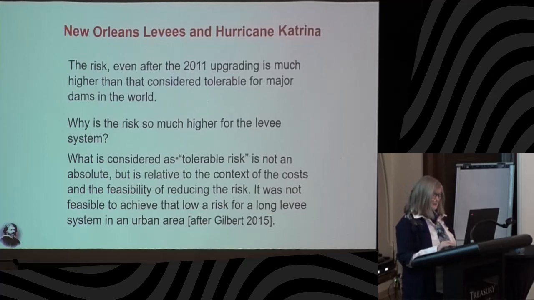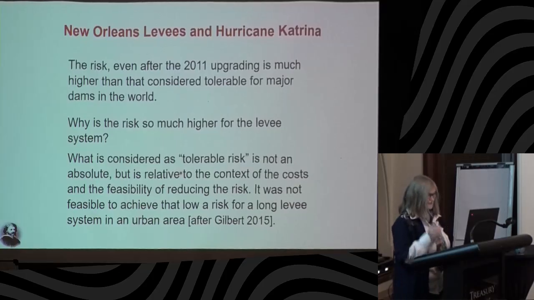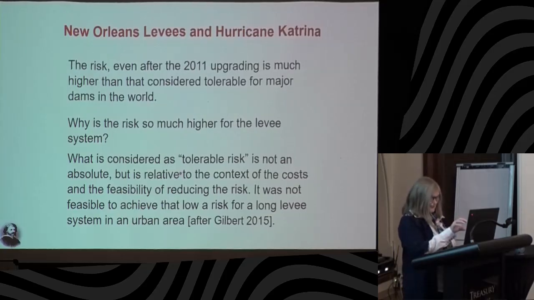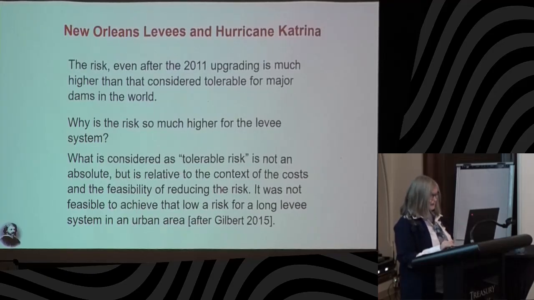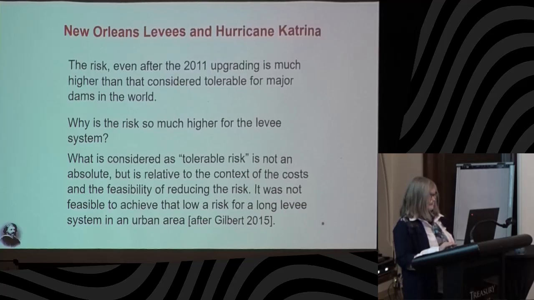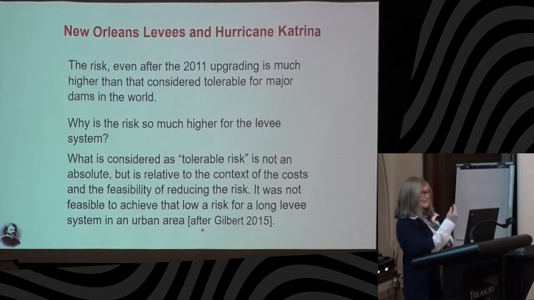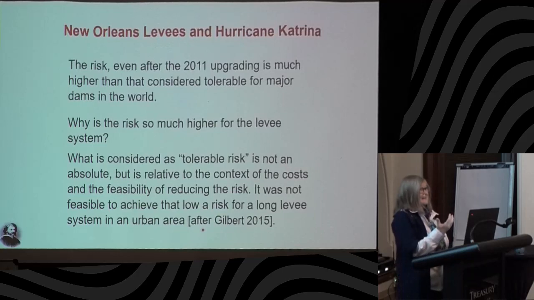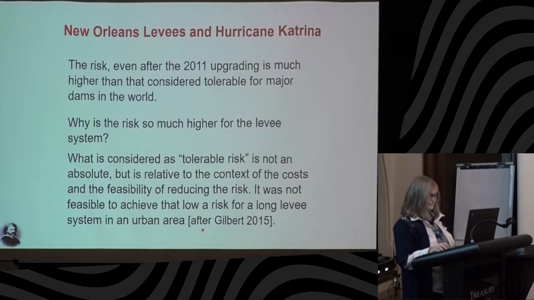What is the risk? Why is the risk so much higher for the levee system? So what was considered as tolerable risk, this is a new word for this lecture, but it's been in use for a long time, is not absolute, but is relative to the context of the cost and the feasibility of reducing the risk. And there doesn't seem to be, because of the foundation, a good solution for raising the levees. It was not feasible to achieve that lower risk for a long levee system in an urban area. And again, the statistical calculation says that it's nearly impossible to make this entire system safe.